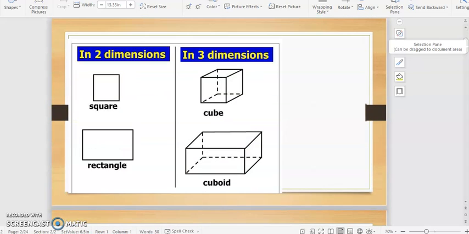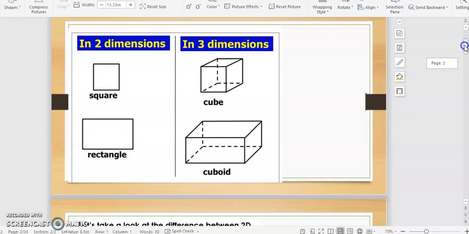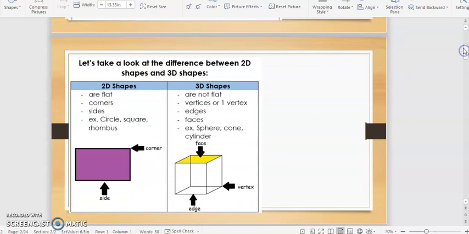In 2D shapes, we have square, rectangle, whereas in 3D shapes, we have cube and cuboid. The square gets converted into a cube if we talk in detail. Let us take a look at the difference between 2D shapes and 3D shapes. 2D shapes are flat, you can see over here. 3D shapes are not at all flat.